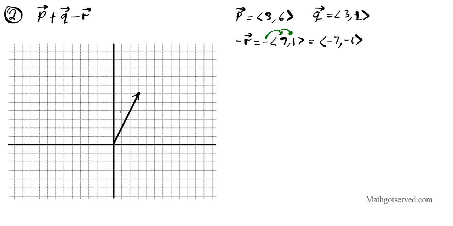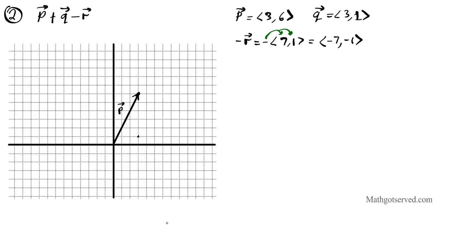So let's label this vector P. All right, now we're going to graph vector Q. Vector Q will go to the right 3 and up 1: 1, 2, 3, and up 1.